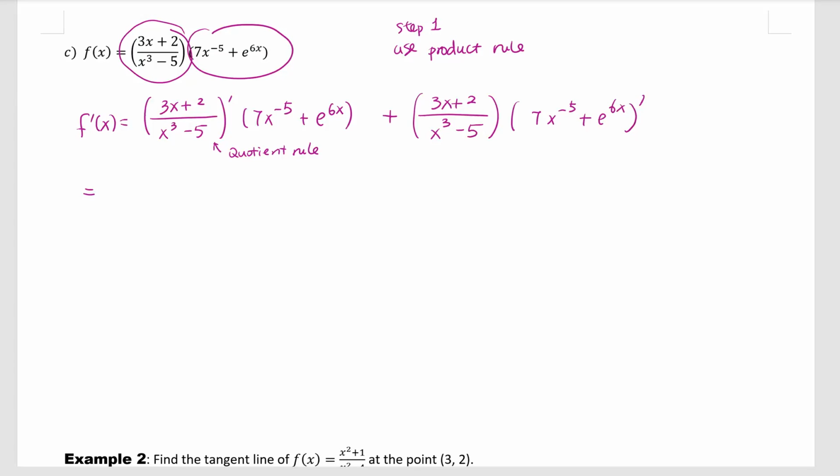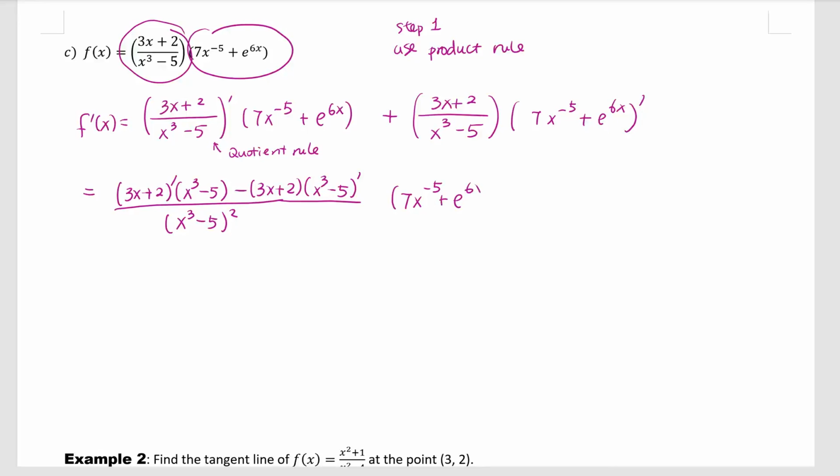Okay, quotient rule is the denominator, we square it, and then the top guy prime times bottom guy minus the top guy times the bottom guy prime. So this whole thing is only this guy, the first factor, okay? And then we still have 7x to the minus 5 plus e to the 6x.